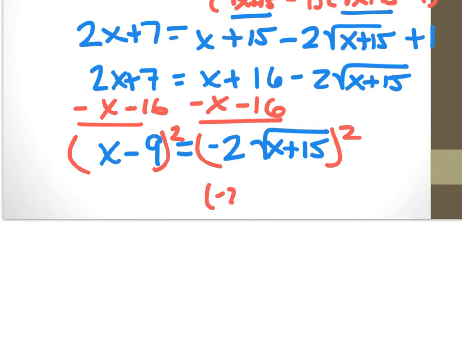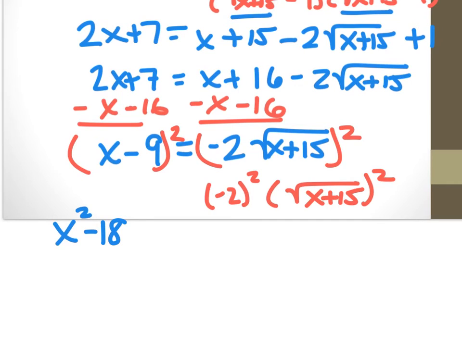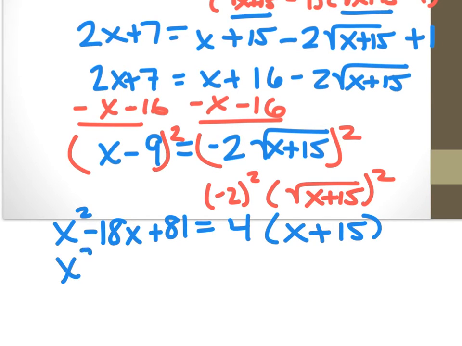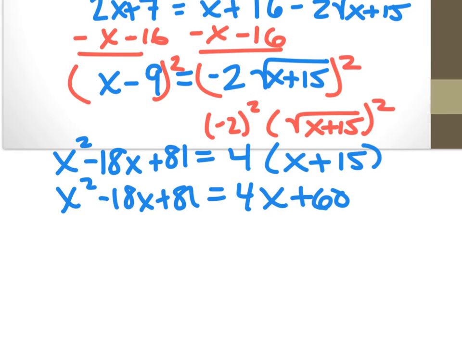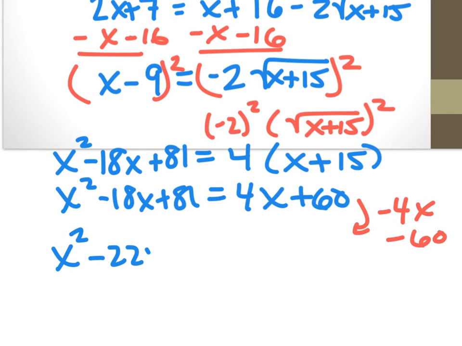When you do that on the right, you get negative 2 squared, and you get the square root of x plus 15 squared. So on the left, x squared minus 18x plus 9 times 9 is 81. On the right, you get 4 times what's inside that root. Let's simplify the right side. We've got a quadratic, so what we have to do is get all the terms on one side. So let's go ahead and subtract 4x and subtract 60. When we do that, you get x squared minus 18x minus 4x is negative 22x. 81 minus 60 is plus 21.